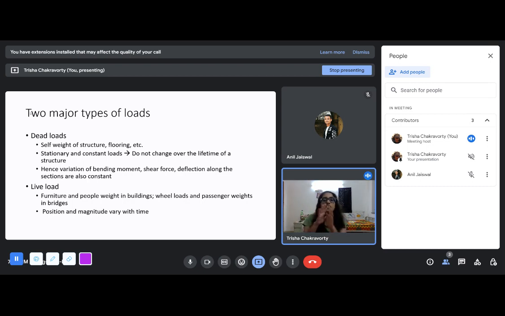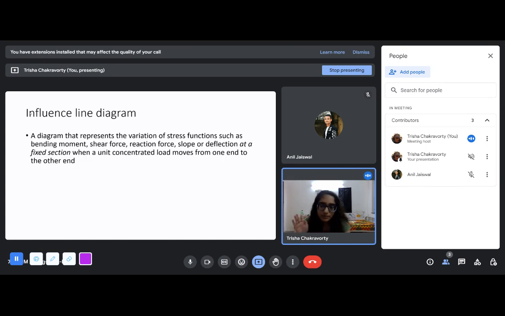Of course, if a combination of live load is given to you along the section of a beam, you can find out the bending moment and shear force diagram using the methods we have learned earlier. But rather than taking each specific live load combination and calculating the bending moment and shear force diagram again and again, the influence line diagram basically provides a simpler method. This is what we do in an ILD. It is a diagram that represents the variation of stress functions.